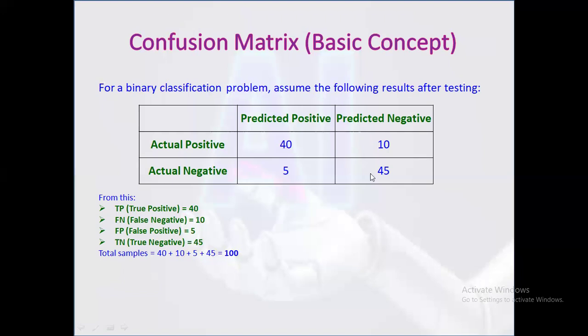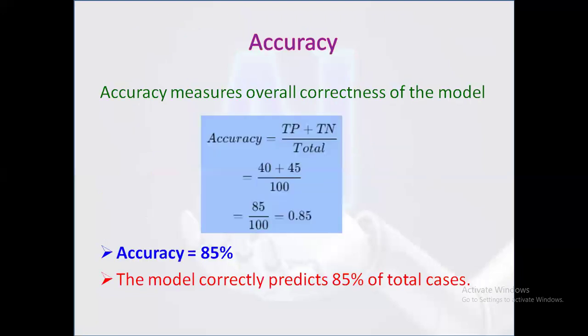The total samples taken: 40 plus 10 is 50, 5 plus 45 is 50, so 100. 100 samples have been taken. From this, we can measure recall, precision, and F1 score. We can calculate it.